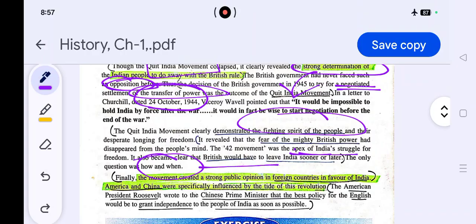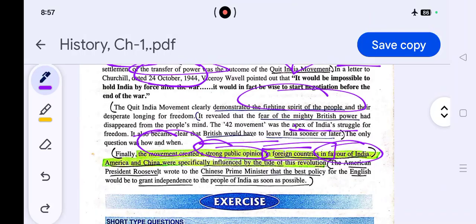Finally, the movement created a strong public opinion in foreign countries. Now, public opinion in foreign countries is very important. For example, nowadays many nations focus on their soft power because that helps them make better international relations. So this movement created strong public opinion in foreign countries in favor of India. America and China were especially influenced by the tide of this revolution. The American President Roosevelt wrote to the Chinese Prime Minister that the best policy for the English would be to grant independence to the people of India as soon as possible.